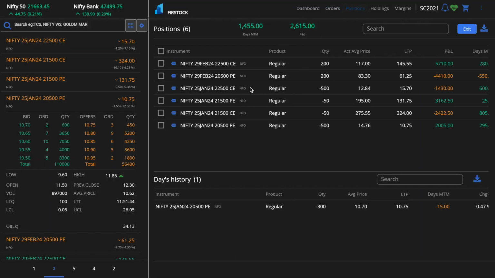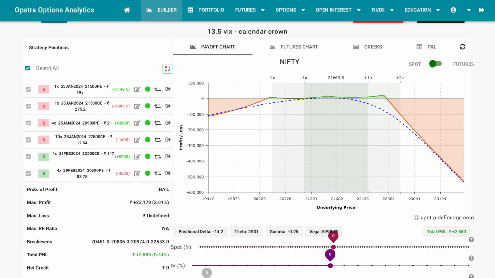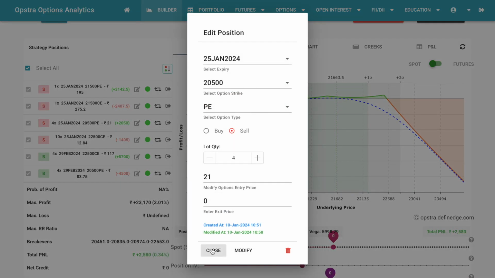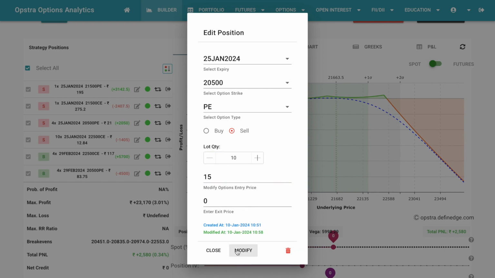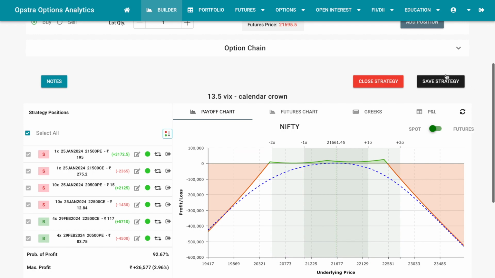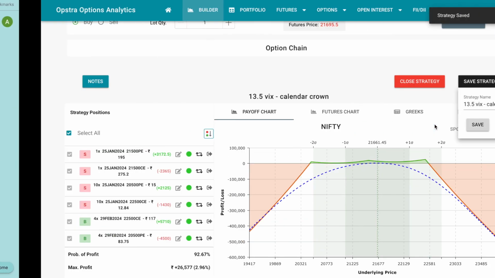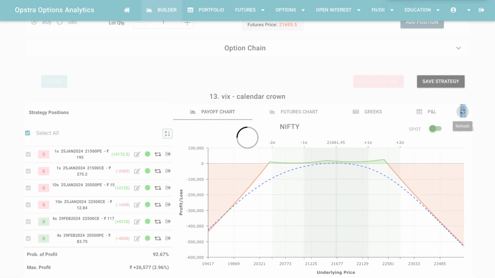That's done. Now let's look at the strategy. It's looking like 14.76 at P. 14.76 P sold. This is 15. Modify. Let's see the strategy. Now let's check out the wicks. Wicks is like 13. I think our wicks is effectively 13.